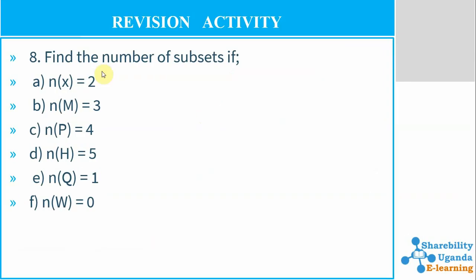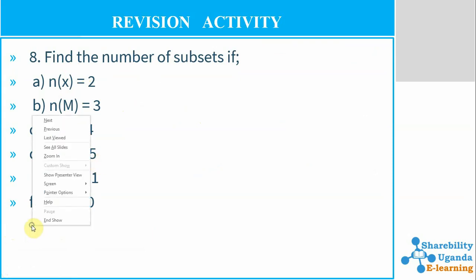Okay, this is our question. They are saying find the number of subsets. If part A, we have the number of subsets, they are already given, and B is n. In our set M, the number of elements is equal to 3. Also the number of elements in our set P, they are 4, as they are given. So here we just only need to be knowing the formula.